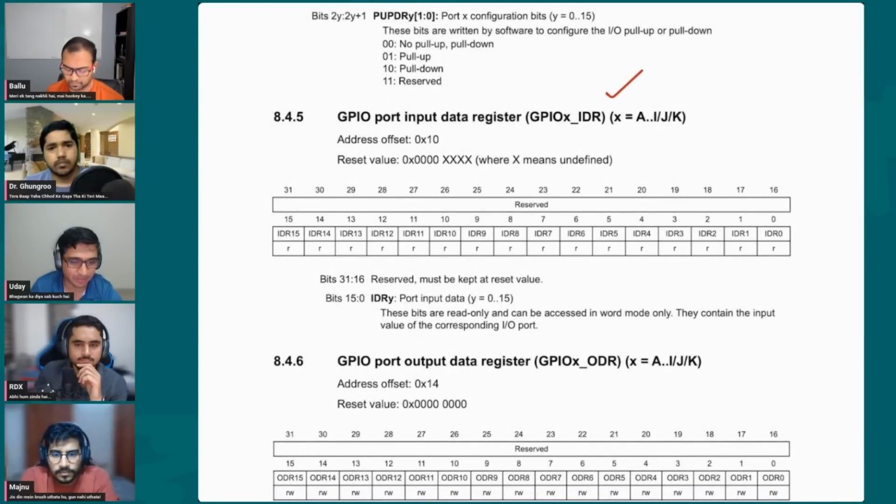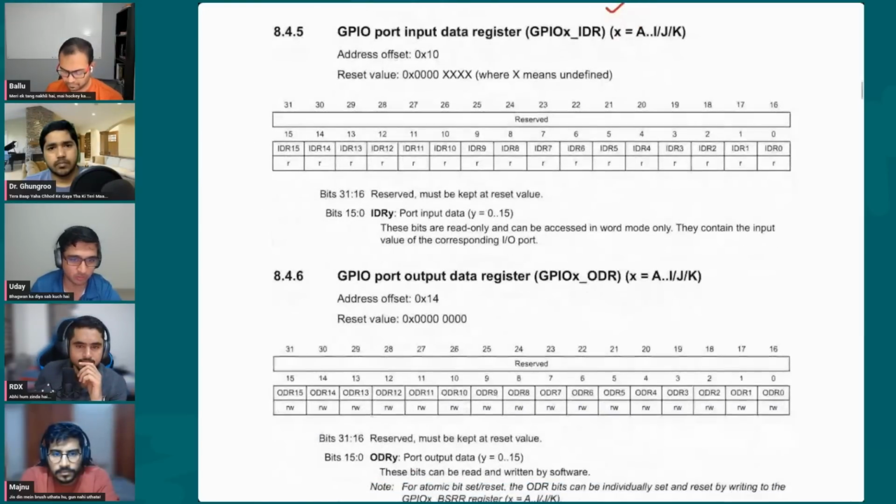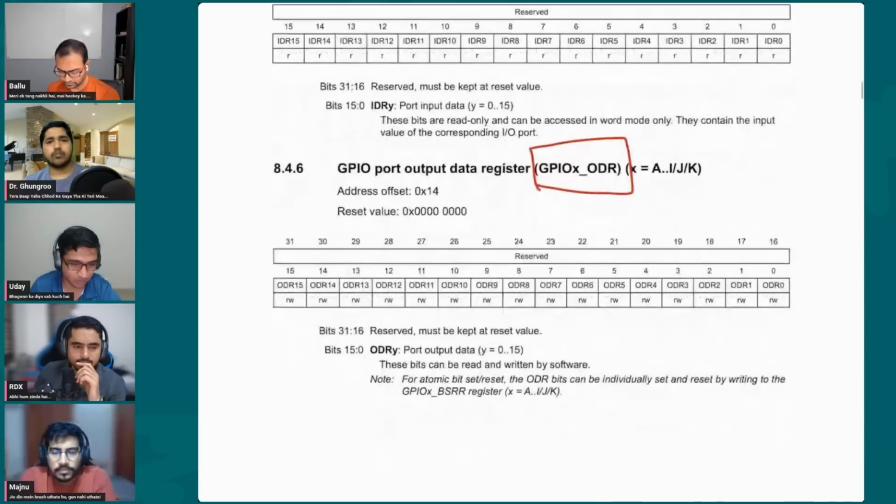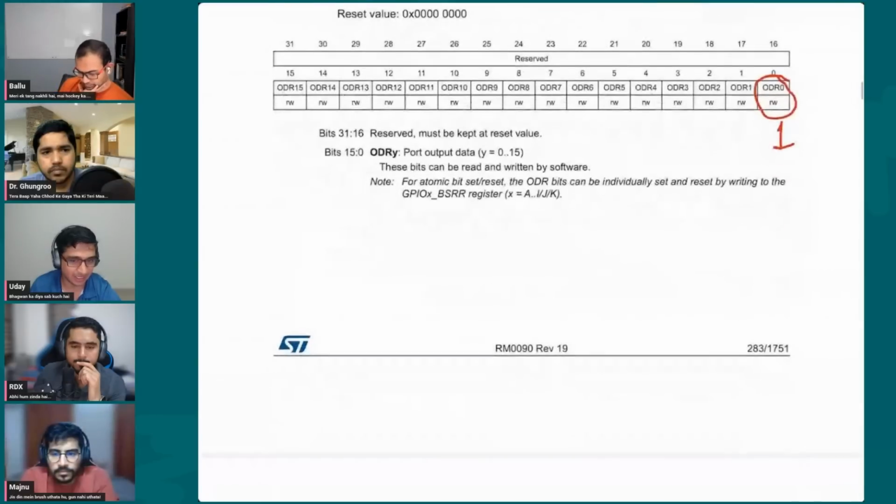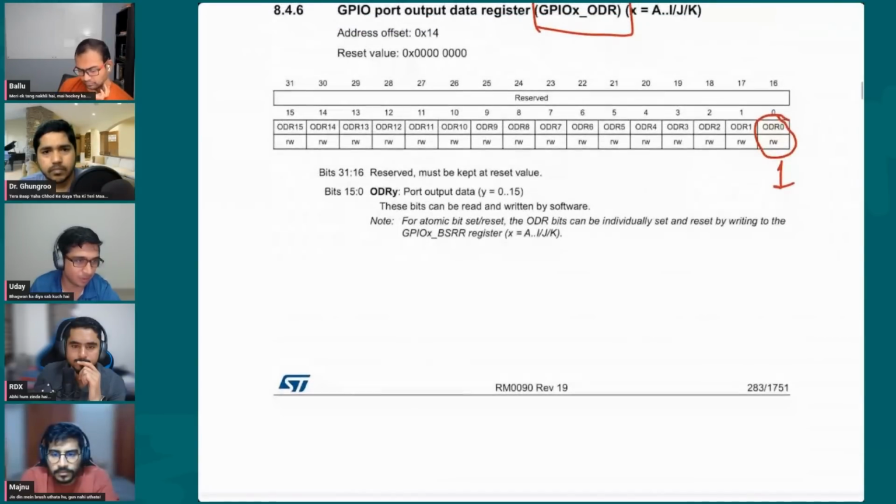We want to specifically look at the output data registers because we want to drive the pin, right? We want to send something to GPIO A ODR, and now if I want to write a one bit to it, that means drive the pin high. What I have to do is write 1 to ODR 0 of this register, and this will drive the pin high. And after some delay, I can drive this pin low, and we can toggle the pin this way.